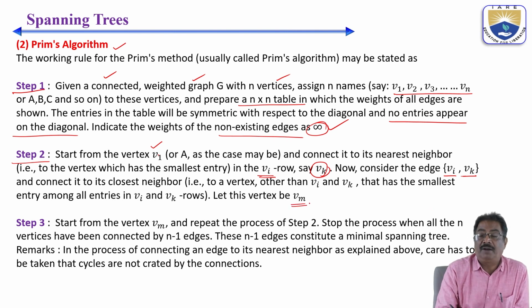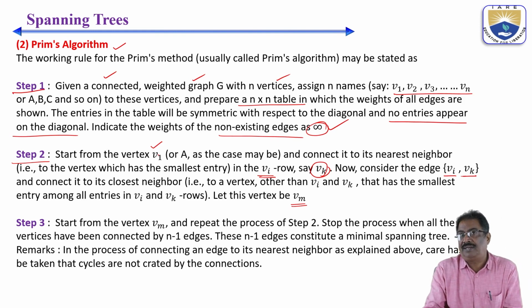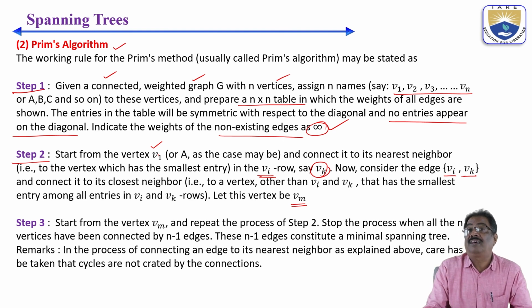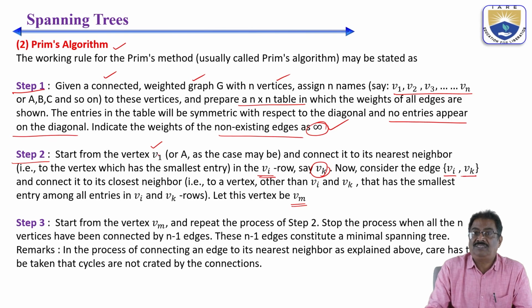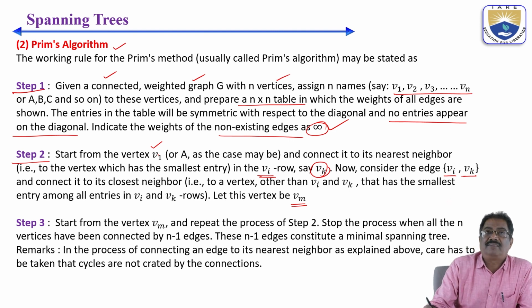which we have not selected yet. That is the Vm vertex. Then once again we select from the V1 row, Vk row and Vm row, among those, the vertices which are not yet selected. We consider the minimum weighted edge from these three rows and select another vertex. Like that, we have to select n minus 1 edges. We have to repeat the same process until we get n minus 1 edges.